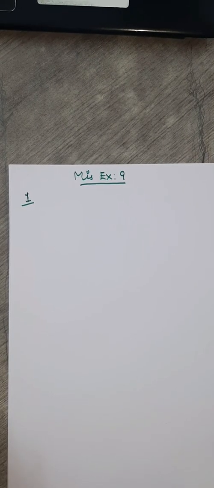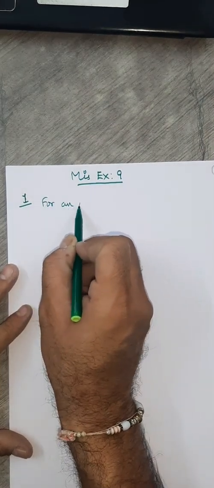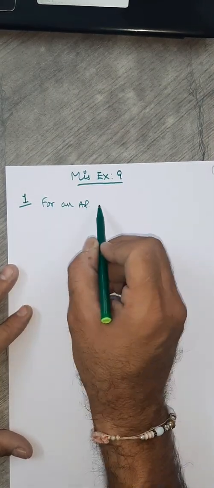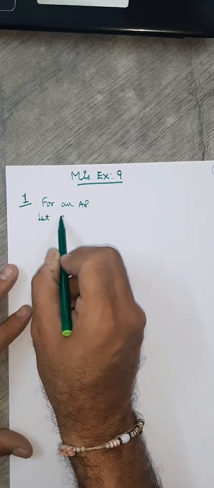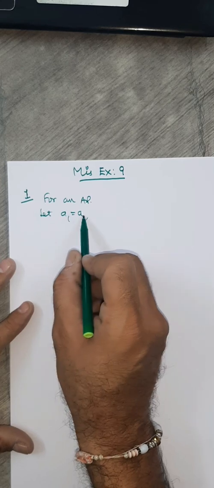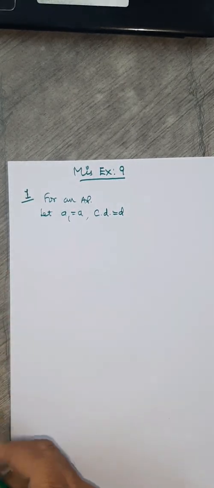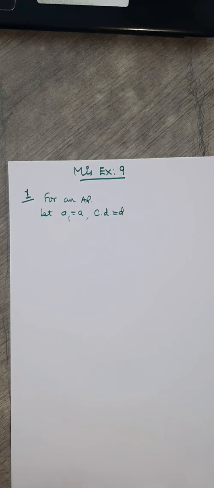Miscellaneous exercise 9, first question. For an arithmetic progression, an AP, let's consider a1 equals a, which means the first term equals a, and the common difference equals small d. Now, what is asked to prove?